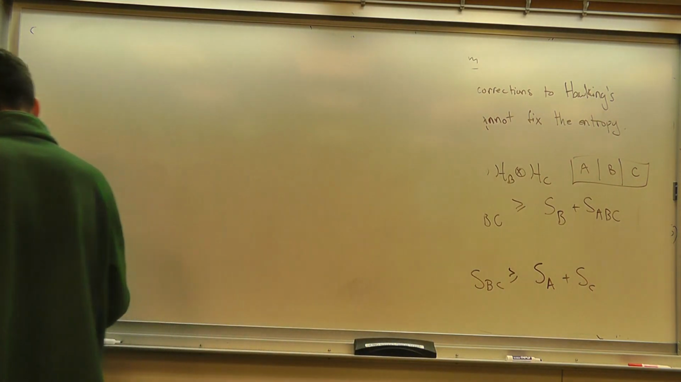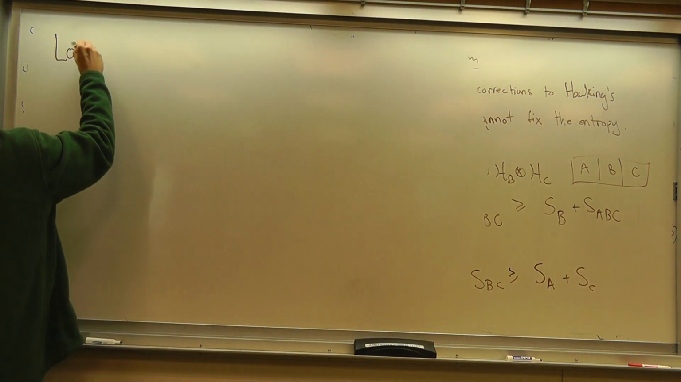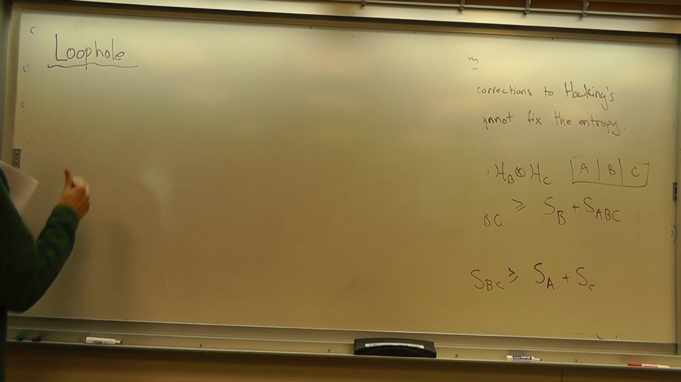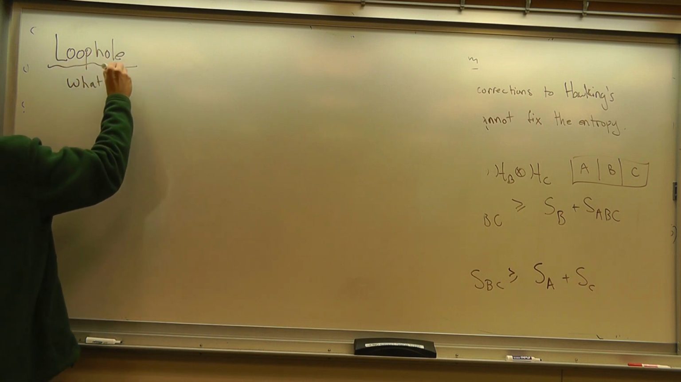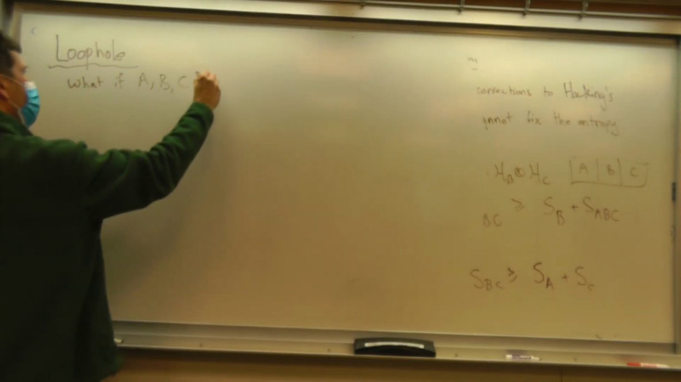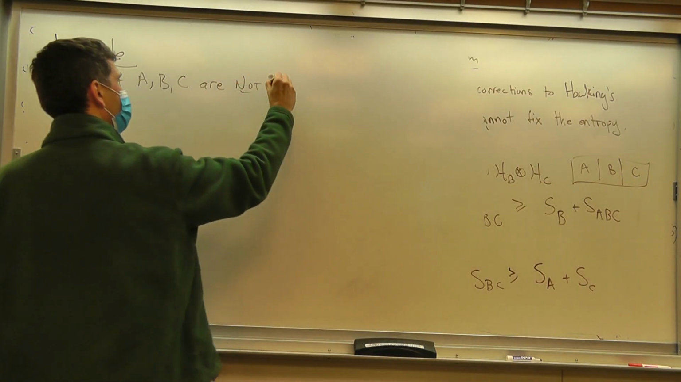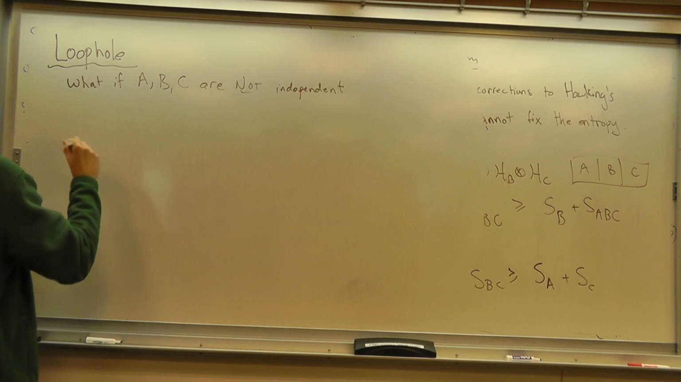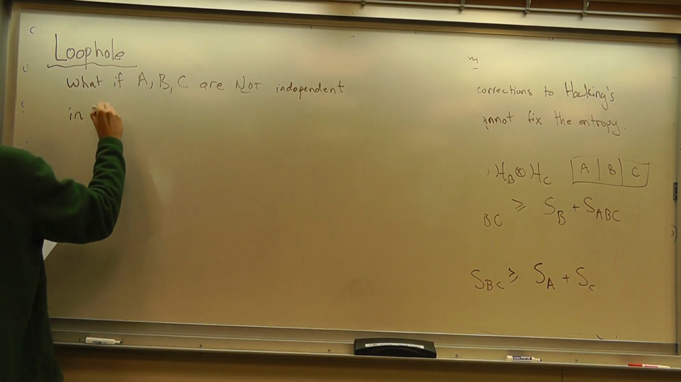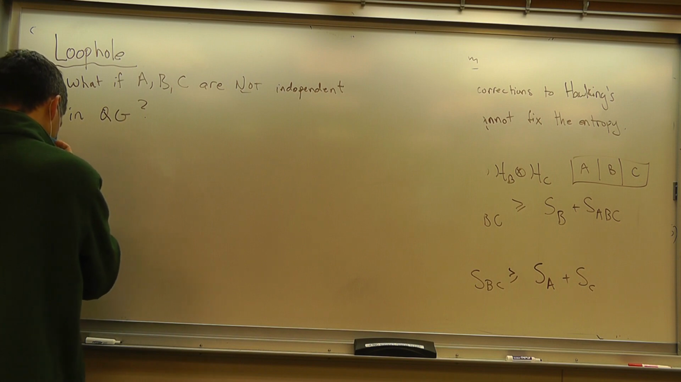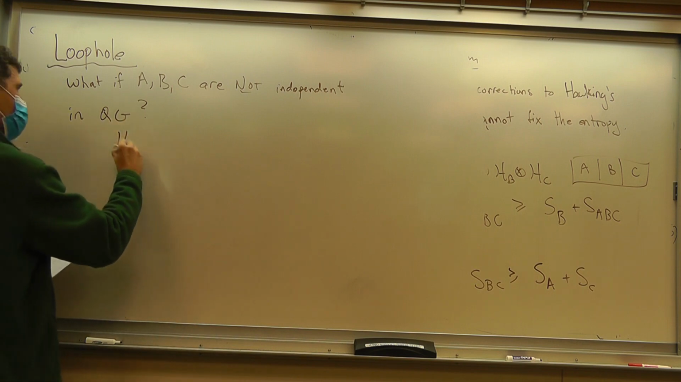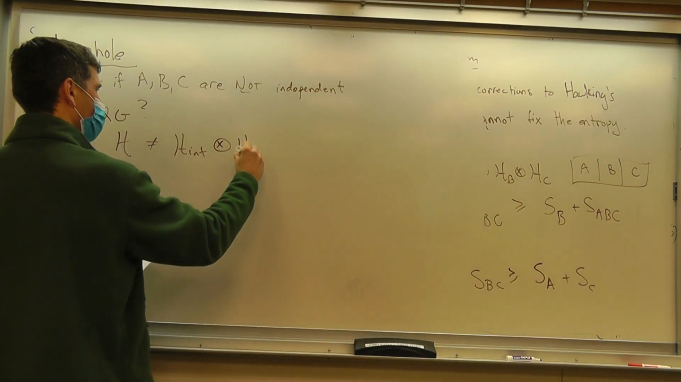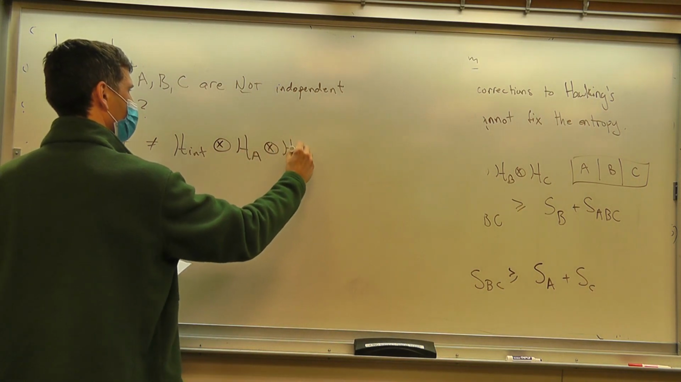Okay, so as we've been sort of hinting at, one loophole in this problem is: what if A, B, C are not independent? They are independent in quantum field theory, but what if they're not independent in quantum gravity? That is, the Hilbert space is not just a factor of the interior and these three regions.